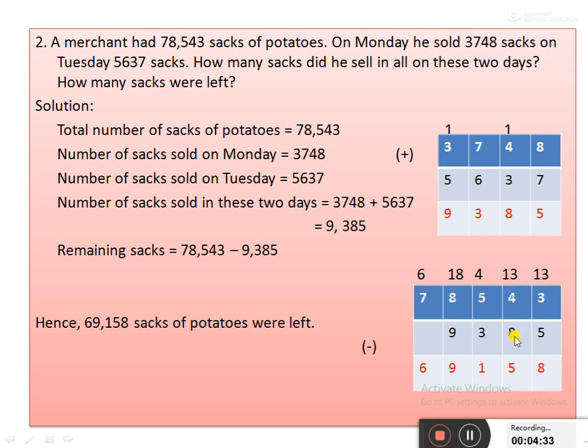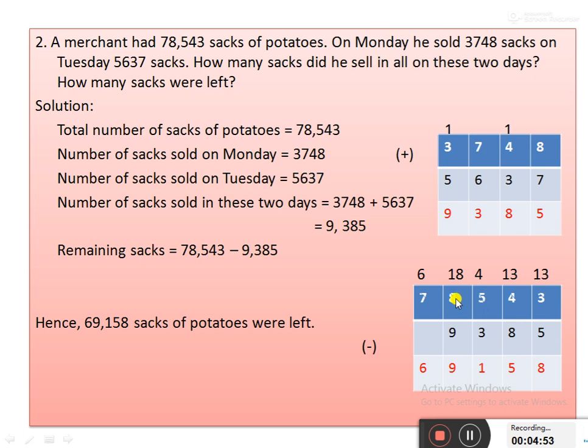Here 3 is here. 8 from 3 we cannot do the subtraction. Again we can borrow from the neighbor. 1 tens we can borrow. So 3 is here. We can borrow 1 tens. So 3 will become 13. 5 minus 1 is equal to 4. 13 minus 8 is equal to 5. 4 minus 3 is equal to 1.